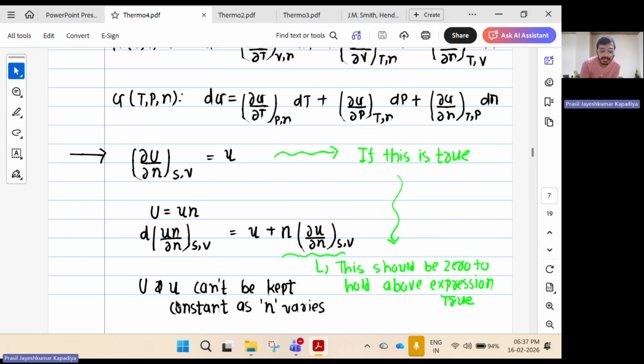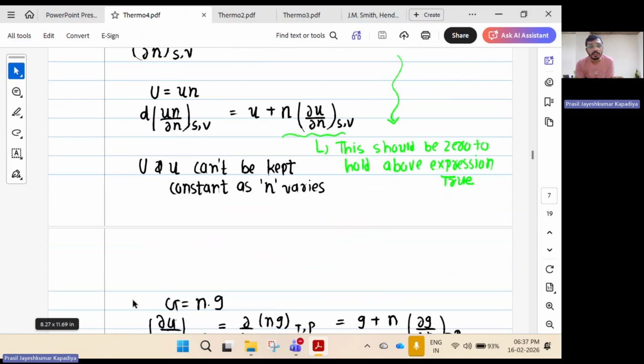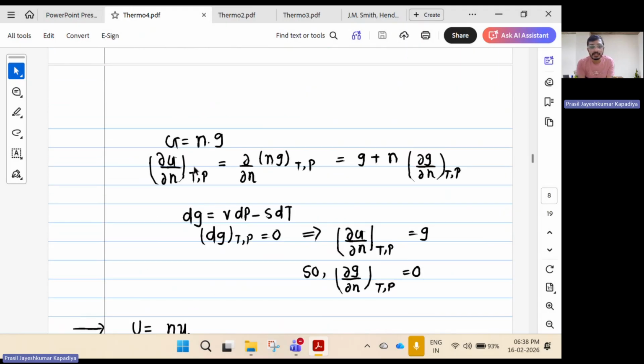So what does this suggest? That U and u we can't keep constant as N is varying. So if N is going to vary, then my u will vary. So both we cannot keep constant. That's why we move to Gibbs free energy, that is defined as G, Gibbs free energy total, that is nothing but N into molar Gibbs free energy, g. So ∂G/∂N will be equal to ∂/∂N of Ng. So it will be equal to g plus this particular term.